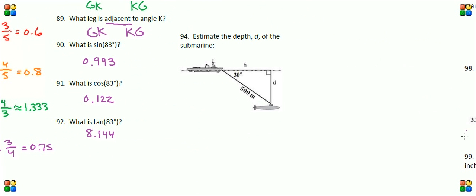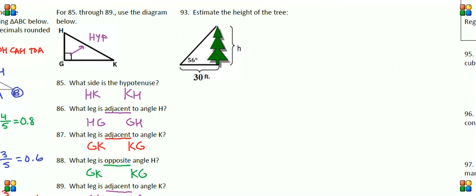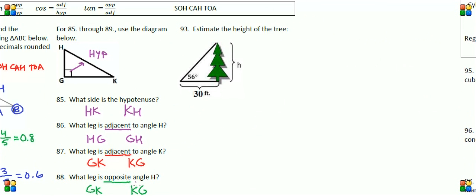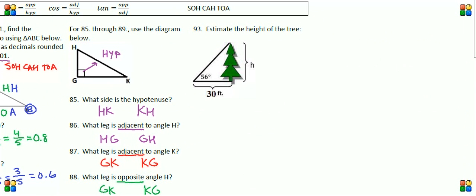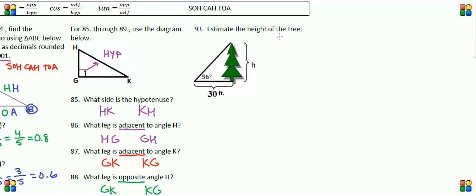Let's go now to question number 93. Question number 93. Estimate the height of the tree. And it looks like they've given us a triangle. We're going to assume this is a right triangle.